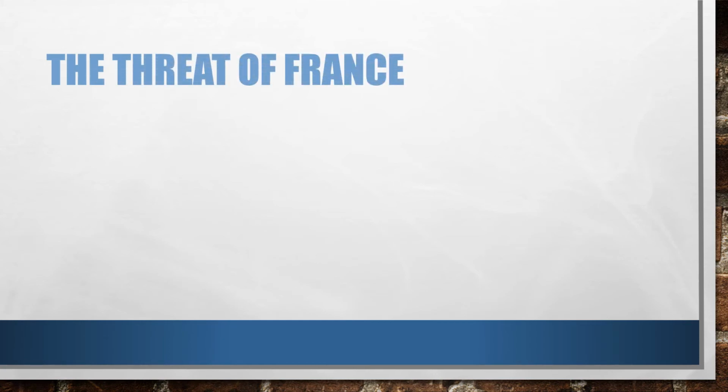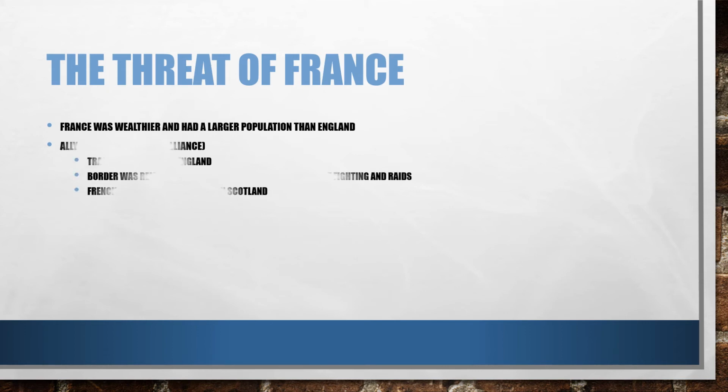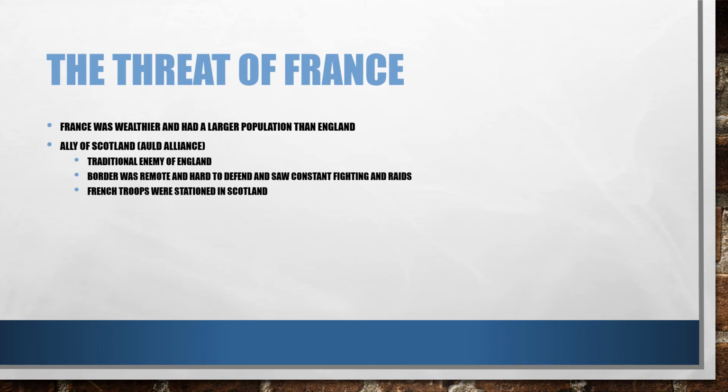The fourth problem that was faced was to do with the threat of France. So France was wealthy and had a larger population than England and was a significant power within Europe at the time. They were also an ally of Scotland, otherwise known as the Old Alliance. Scotland were a traditional enemy of England, and the border between Scotland and England was not very well guarded and was very hard to defend.